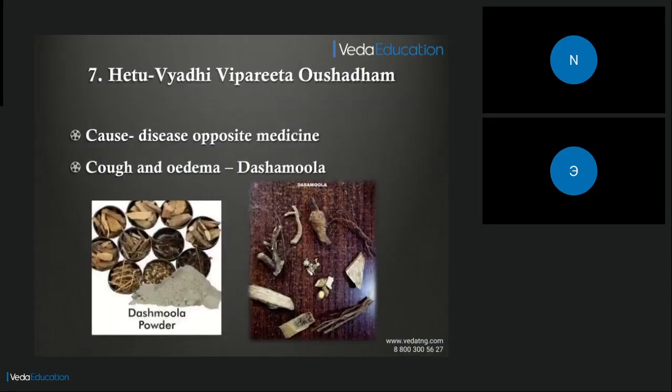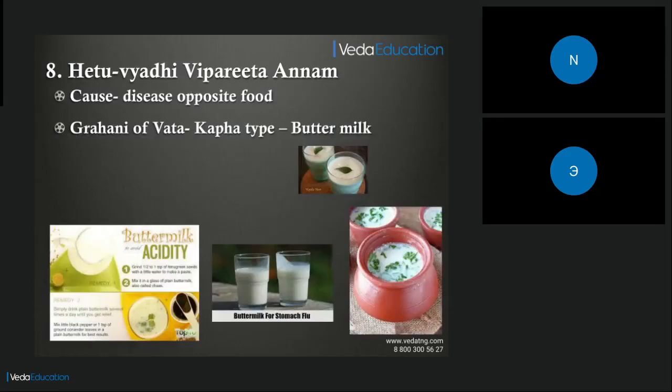Now the next category is cause plus disease opposite. Cause and disease are both opposite. Like cough and edema, Shamula is established to be good for cough as well as good for edema. Here in this intervention, we are looking both from the cause point of view and also the disease point of view. The next category is called Hetu Vyadhi Viparita. That means both cause and disease opposite food.